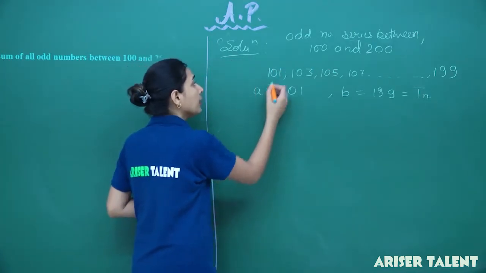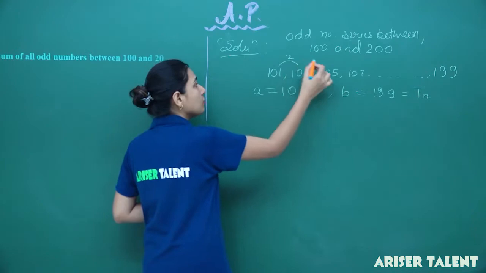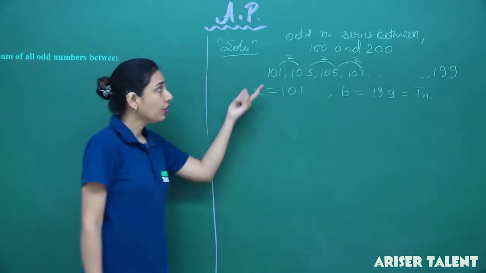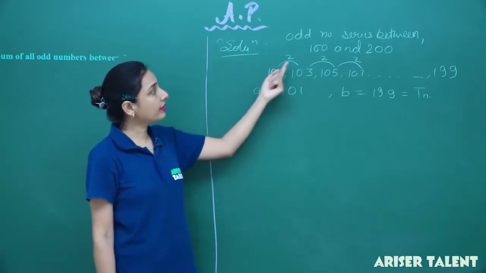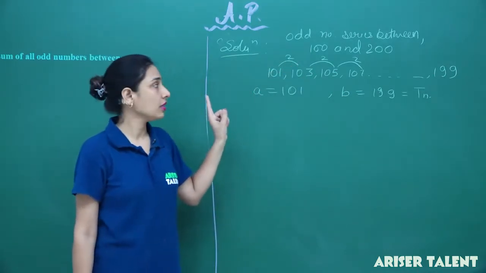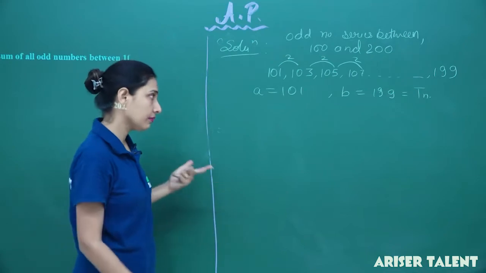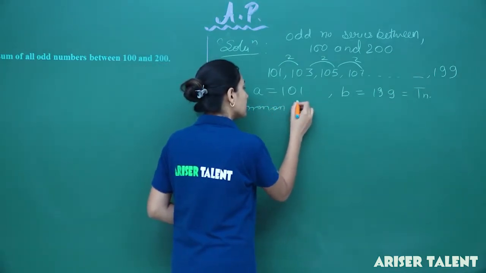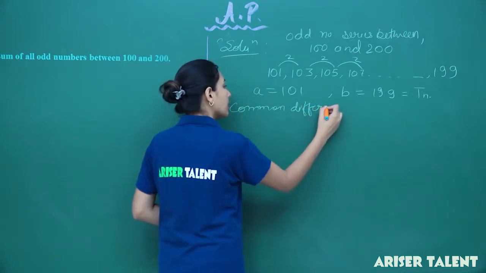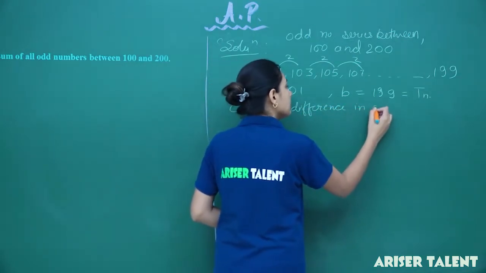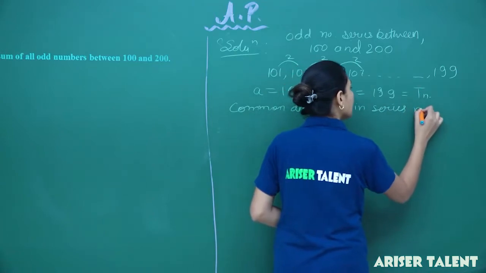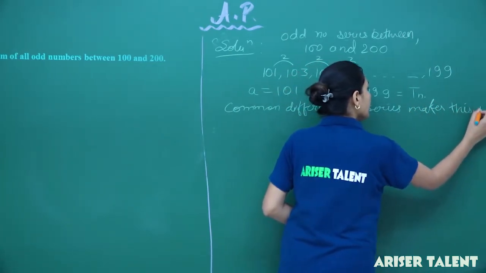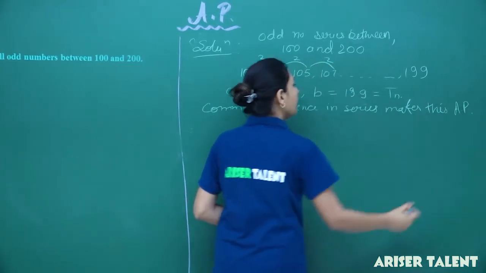Now how Tn? Is that an AP or not? So now the difference between these is 2. The difference between these two. Now you can actually say that the difference is common, which is 2. So it is an AP. Okay. Common difference in the series makes this sequence an AP.